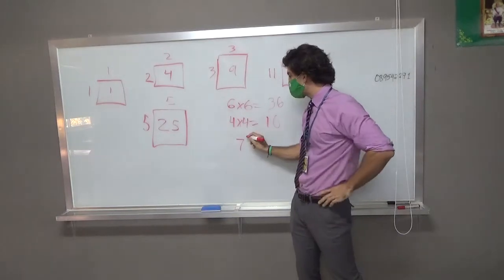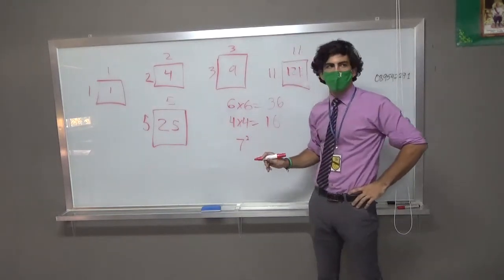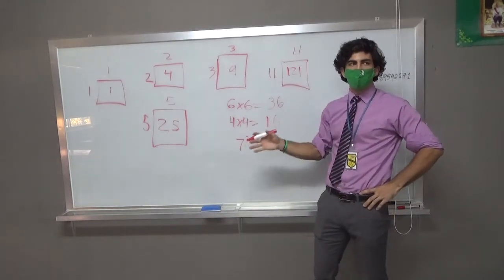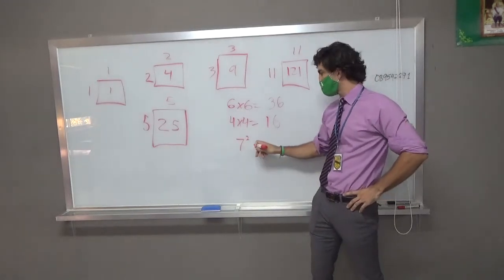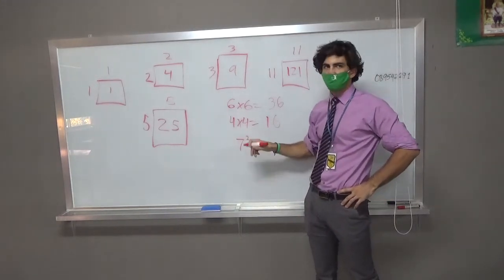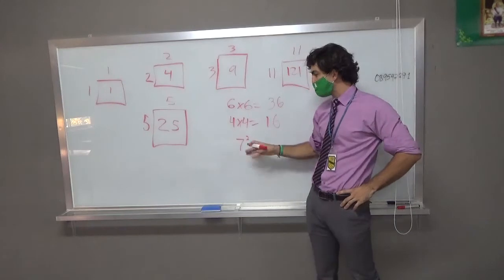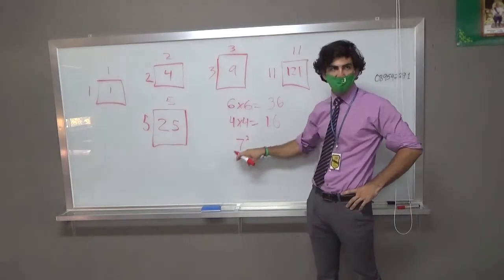Do you guys know the quick way to do 4 times 4? If I do 7 with a little 2, that means 7 times 7, okay? We also call this little 2 squared. So if I read this, it's 7 squared.